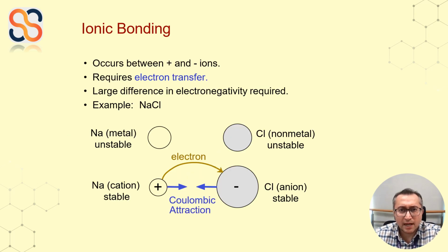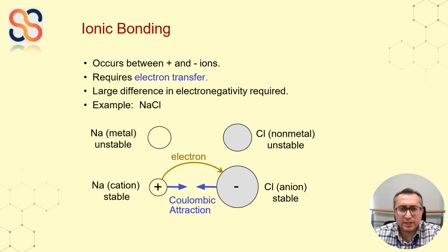Now let's talk about ionic bonding, which is a crucial concept in material science and chemistry. Ionic bonding happens between positively charged ions, I mean cations, and negatively charged ones, or anions. This bond is formed through the transfer of electrons from one atom to another, which creates these charged particles.